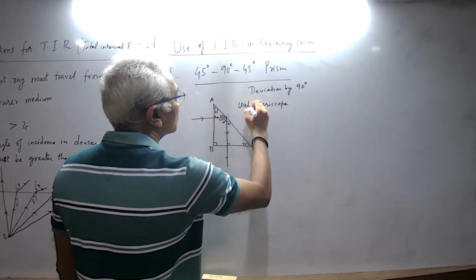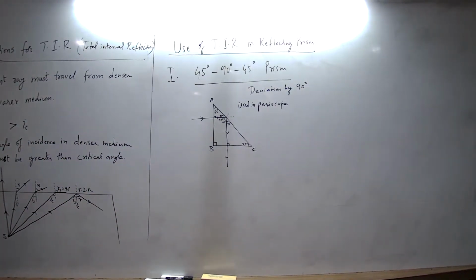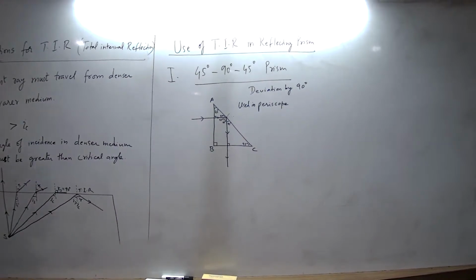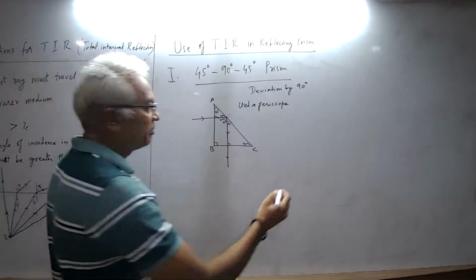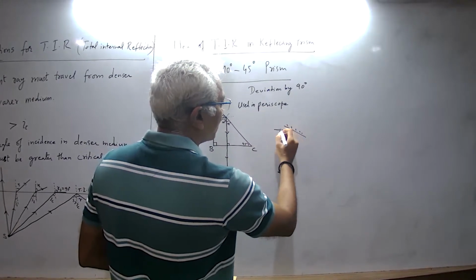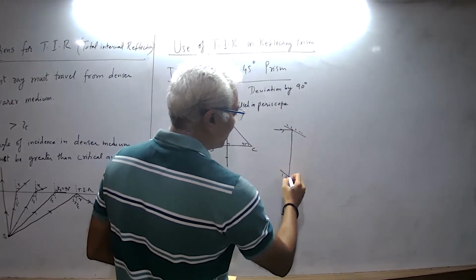Used in periscope. This is the application. How can we use it in a periscope? Everybody knows, you have made maybe a project on periscope, right? So if a ray travels like this, you have another mirror. Using mirrors, you must have made it, right?